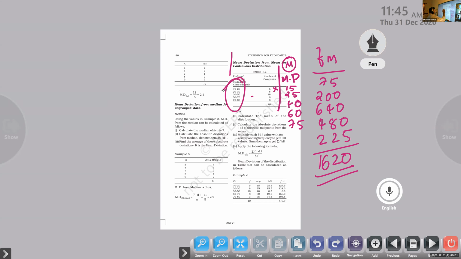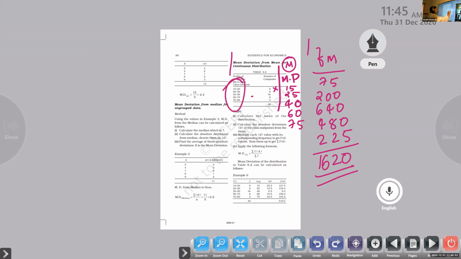Midpoint: 10 plus 20, 30 divided by 2, 15. 20 plus 30, 50 divided by 2, 25. 30 plus 50, 80 divided by 2, 40. Clear? 50 plus 70, 120 divided by 2, that is 60. 70 plus 80, 150 divided by 2, 75. So we got the midpoints.